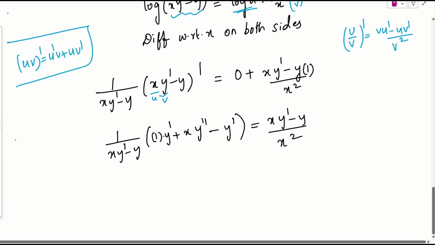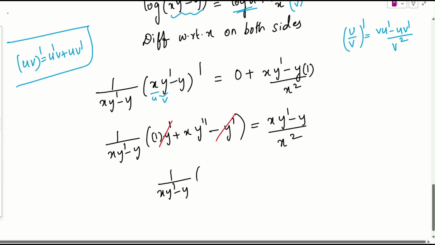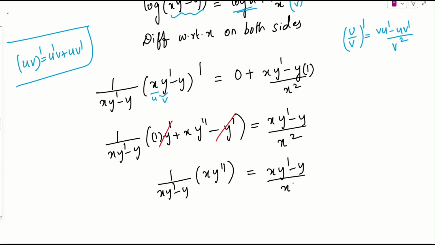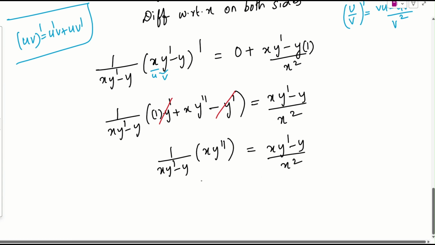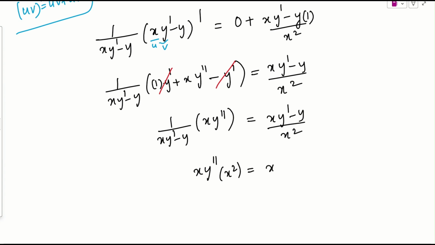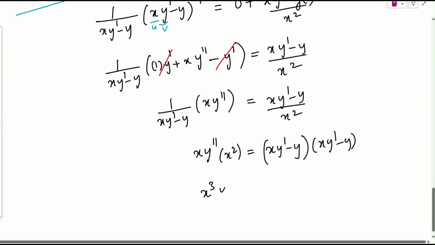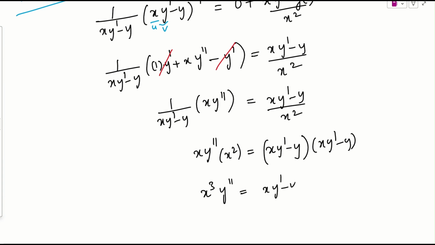Is it okay? Continue. If you look into this, this y dash can be cancelled with this y dash. Yes. Finally we got 1 by x y dash minus y into x y double dash must be equal to x y dash minus y by x square. Agree? So simply try to do the cross multiplication. If I do the cross multiplication, the x square on the right side comes to this side, and the denominator on this side I'll be sending across. This is also x y dash minus y, so I'll write it as into x y dash minus y. So x into x square will be what? x cube times y double dash must be equal to, these two are the same, a into a square, so x y dash minus y the whole square.